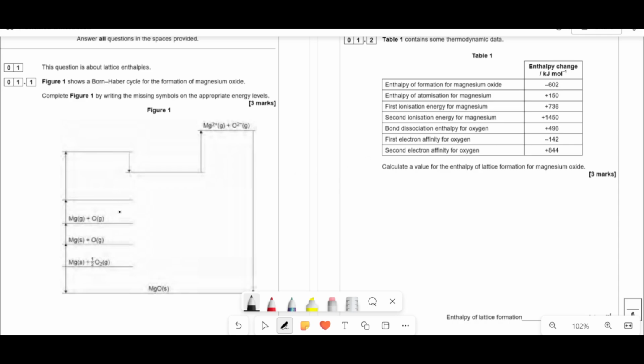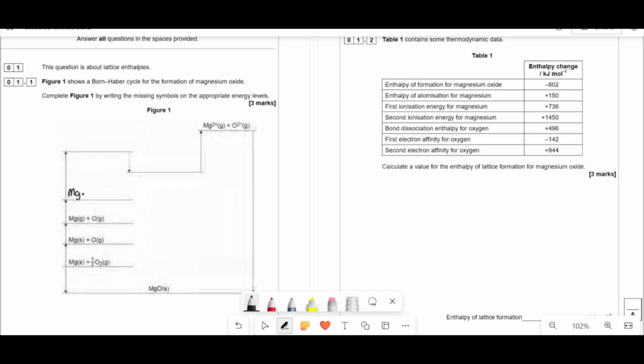So anyway, here, the missing arrows are what? Let's have a look at what we've got so far. We've got magnesium solid plus a half O2 gas gives you magnesium solid plus O gas. So that's the enthalpy of atomization of oxygen. You should be able to recognize it straight away. Magnesium solid to magnesium gas: this has changed, atomization of magnesium. Then for some reason we've got something, something, something, and then eventually you end up with Mg2+ and O2-.